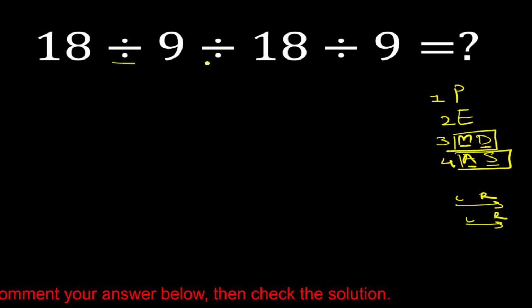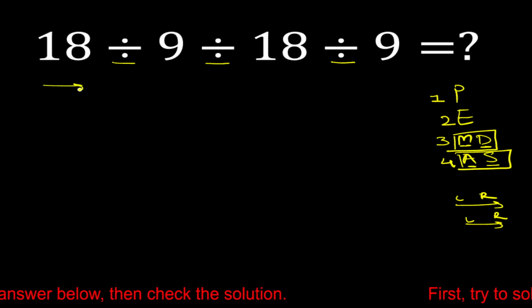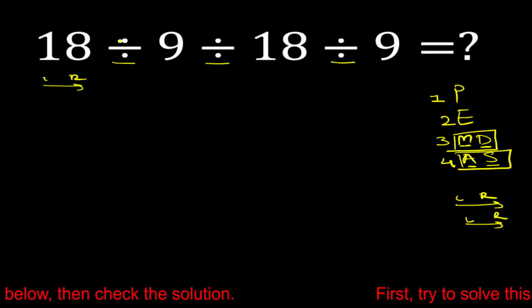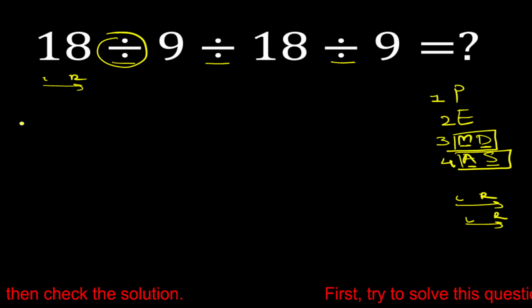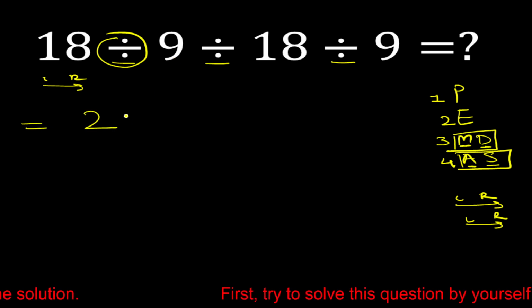So here is division, here is also division, and here is division. All have equal priority, so we have to solve from left to right. So first we have to solve this division. So 18 divided by 9 is equal to 2.